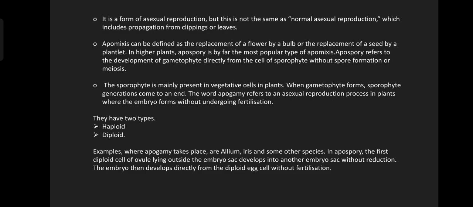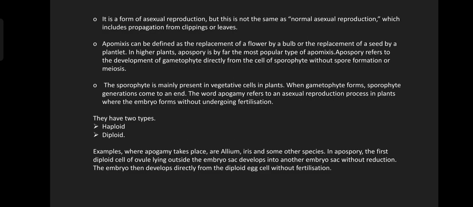Apospory refers to the development of gametophyte directly from the cell of sporophyte without spore formation or meiosis. The sporophyte is mainly present in vegetative cells in plants when gametophyte forms. Sporophyte generation comes to an end. The word apogamy refers to an asexual reproduction process in plants where the embryo forms without undergoing fertilization. They have two types, haploid and diploid. For example, apogamy takes place in Allium and some other species.